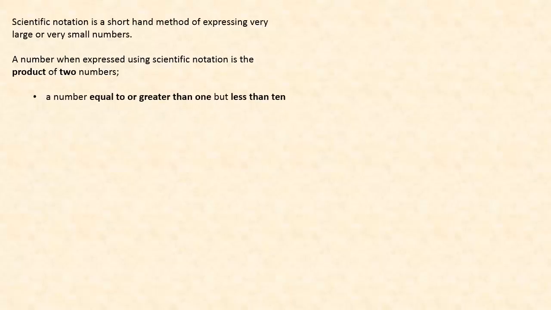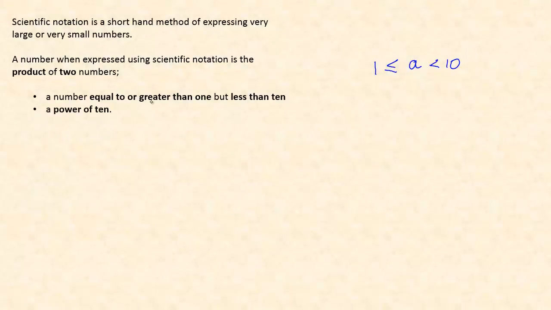One of them is a number equal to or greater than 1, but less than 10. Now, we usually refer to this as A. So what we're saying here is that A is greater than or equal to 1, but it's less than 10. So we'd be allowed 9.9, but not 10 itself to be that number.